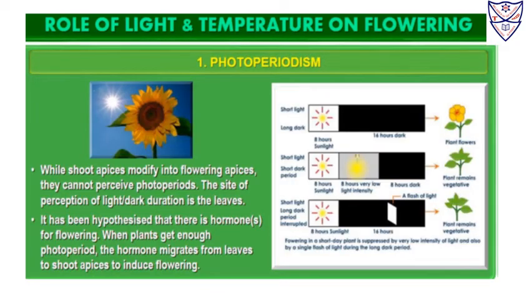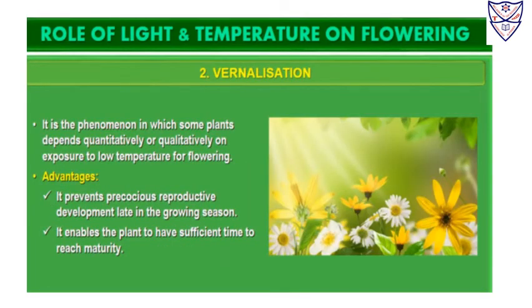While shoot apices modify into flowering apices, they cannot perceive photoperiods. So the site of perception of light and dark duration is the leaves. It has been hypothesized that there is a hormone for flowering. When plants get enough photoperiod, the hormone migrates from the leaf to the shoot apices, and this is what induces flowering. Now let us look at what vernalization is.